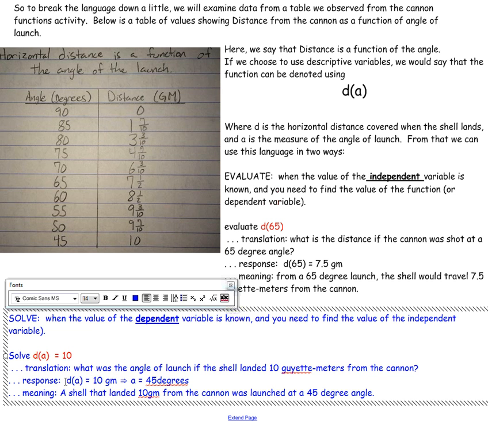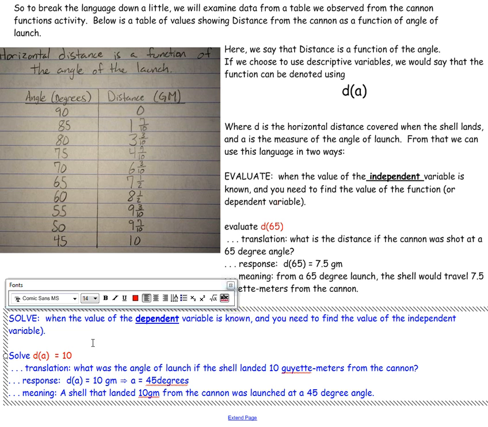The response to the question d of a equals 10 means that, we use this arrow right here, it's like an equal sign with an arrow on the end of it. It means that a has to be 45 degrees. So the translation is, a shell that landed 10 Guyette meters from the cannon was launched at a 45-degree angle.